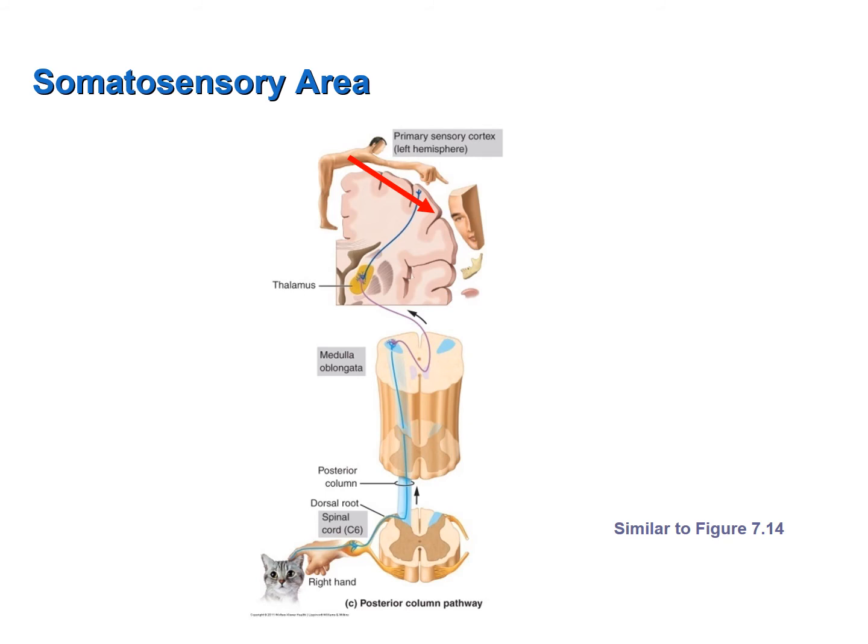Notice that sensory receptors on one side of the body send sensory impulses to the somatosensory area in the opposite side of the brain. In this case, the sensory receptors are located in the right hand. The portion of the somatosensory area that receives those impulses is located in the left side of the brain.